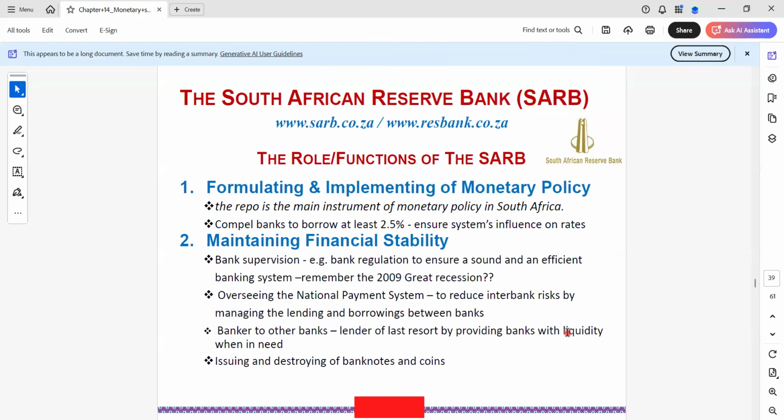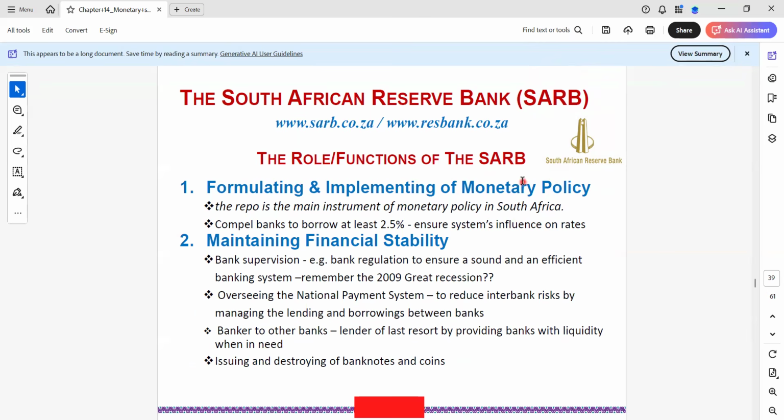And then the South African Reserve Bank, its role and function. So what are the roles of the South African Reserve Bank? To formulate and implement the monetary policy, obviously, because one of the instruments used by the South African Reserve Bank is the monetary policy. So they have to formulate and implement this policy that they use, right?